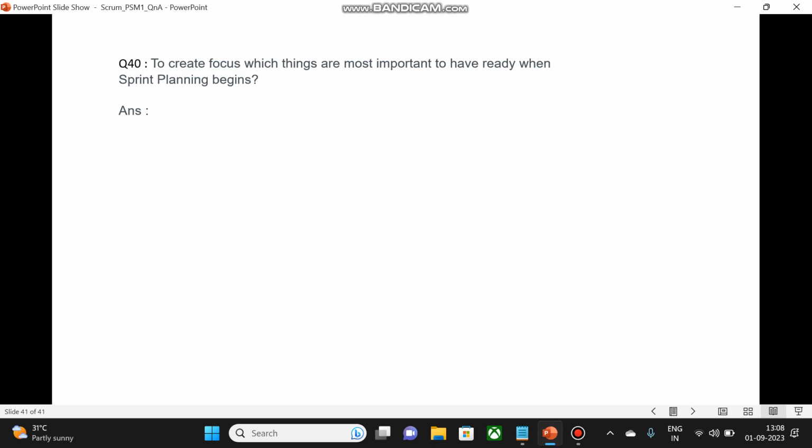Let's check this question. To create focus, which things are most important to have ready when sprint planning begins? Let's see the answer. A product goal discussed by the product owner and a product backlog. So these two are the most important things which should be ready when the sprint planning begins. So a clear product goal should be there, and should be communicated by the product owner. Secondly, a product backlog.